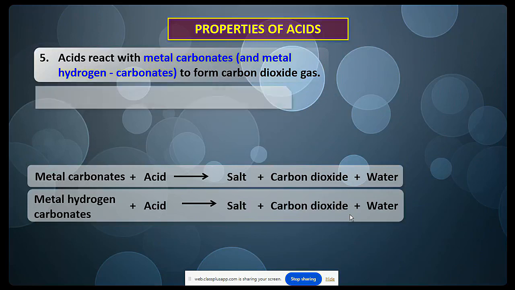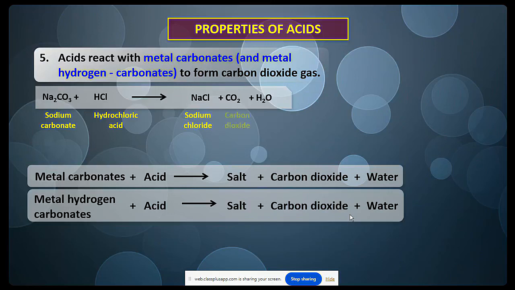Na2CO3. Very good. So here, metal carbonate plus acid: sodium carbonate, Na2CO3, plus acid, that is HCl. Sodium carbonate and hydrochloric acid give rise to the sodium salt, NaCl, sodium chloride, plus carbon dioxide, CO2, and water, H2O. So here NaCl is sodium chloride, CO2 is carbon dioxide, and H2O is water.